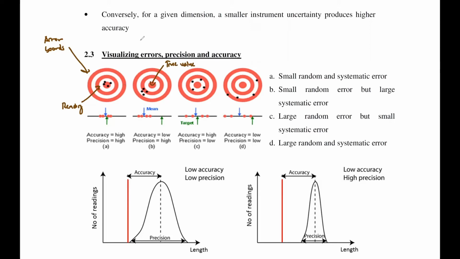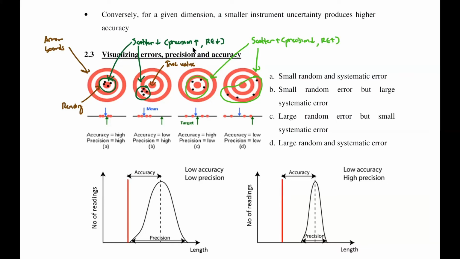If we were to first look at the grouping of the readings for the first and second board, because the readings are close to each other, we can say that the scatter is small, which in turn gives us a high precision but low random error. And then looking at the third and fourth board, we can see that the readings are actually far apart from each other. So the scatter is high, which in turn leads us to have low precision but high random error.